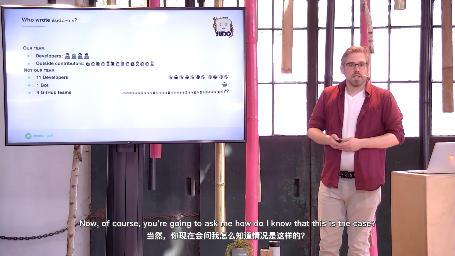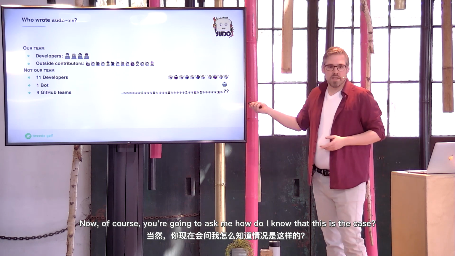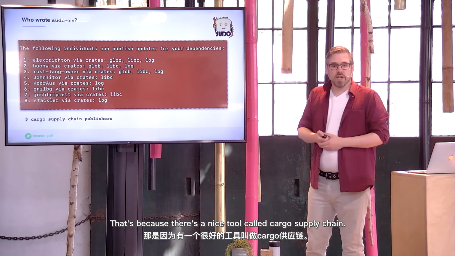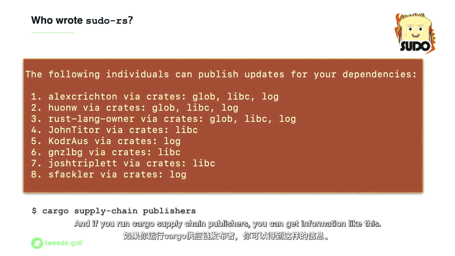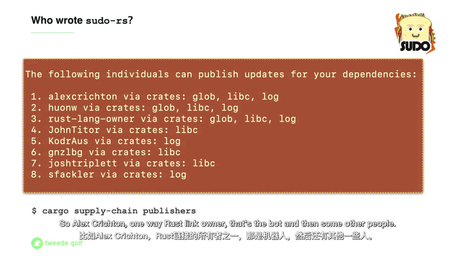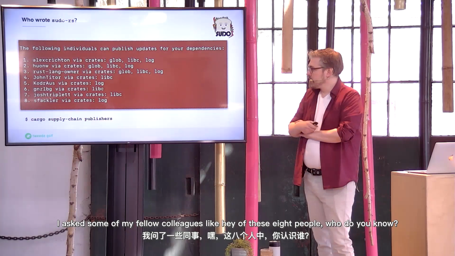Now, of course, you're going to ask me, how do I know that this is the case? That's because there's a nice tool called cargo supply chain. If you run cargo supply chain publishers, you can get information like this. So the following individuals can publish updates for your dependencies. So Alex Crichton, one-way Rustlang owner, that's the bot, and then some other people.